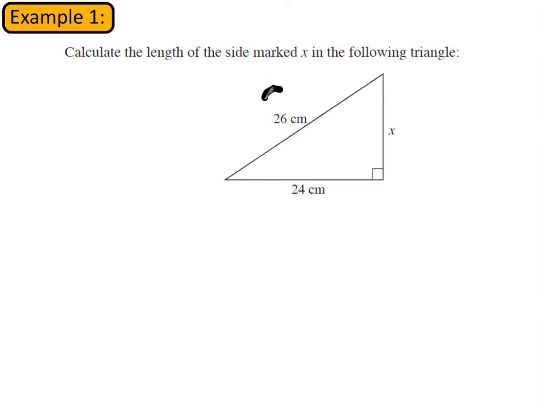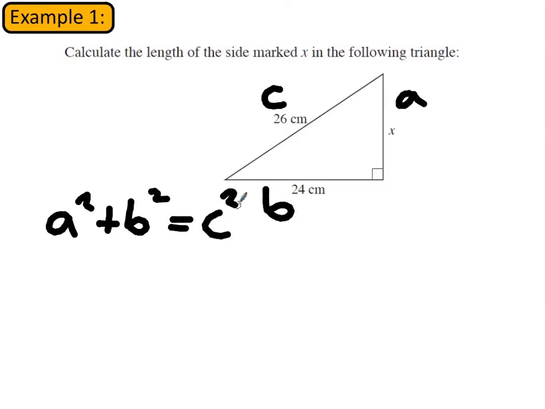This one, we'll call it C, is the hypotenuse, the diagonal. We can call this one A perhaps, and this one B. And remember that A and B are interchangeable. This would work just as well if I'd labelled that side X as being B and the 24 as being A. It doesn't matter. So we know Pythagoras' theorem, which is that A squared plus B squared is equal to C squared. So we'll put those numbers in and let's see what happens.